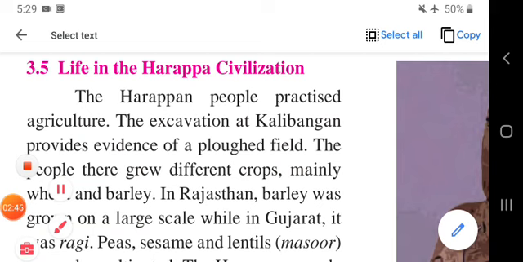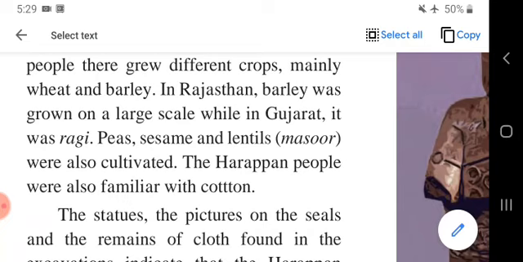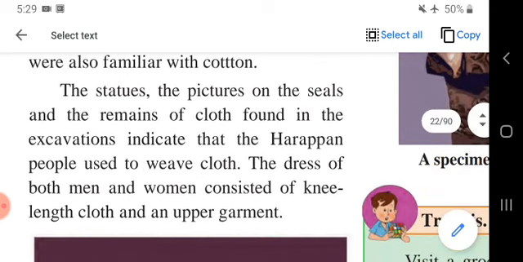Agriculture was the main occupation. The Harappans cultivated wheat, rice, barley, sesame, legumes and cotton. The Harappans knew the art of weaving cotton. Their dress consisted of a knee-length garment and an upper garment. The ornaments were made of gold, silver, copper, precious stones, shells and seeds. Women as well as men wore multi-stranded necklaces, rings, armlets and waistbands.